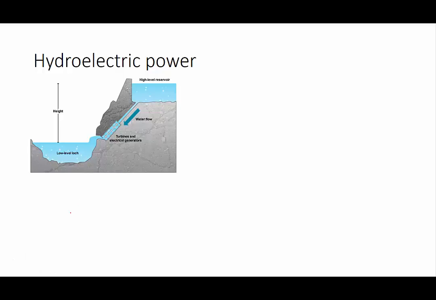Hydroelectric power relies on water flowing downhill. So it starts with gravitational potential energy. The water's raised up. As it flows downhill, that turns into kinetic energy, which turns a turbine. The turbine is connected to a generator. The generator creates electrical energy. And again, we've got waste energy as heat.